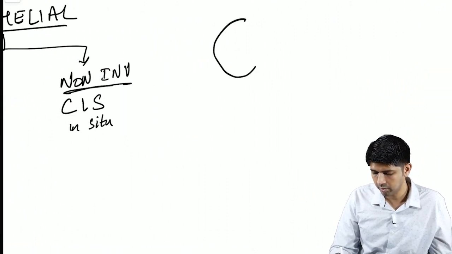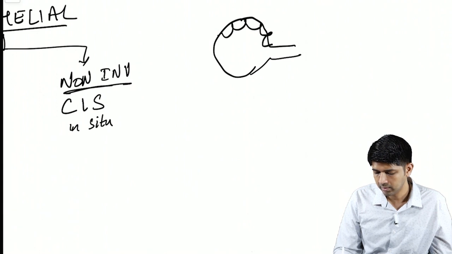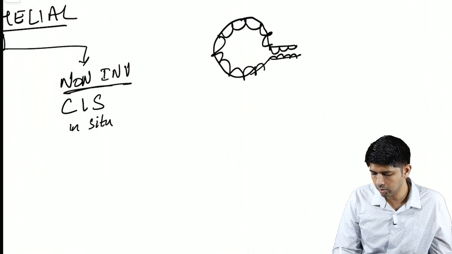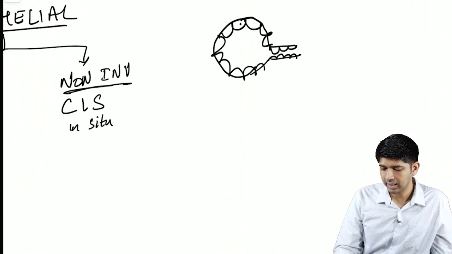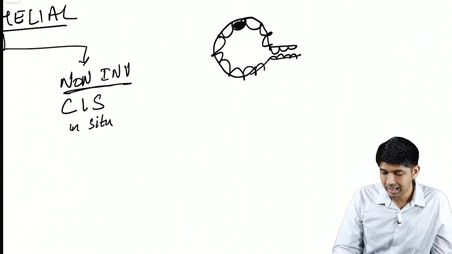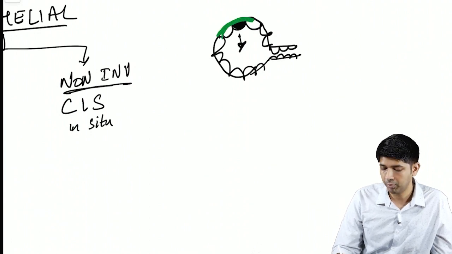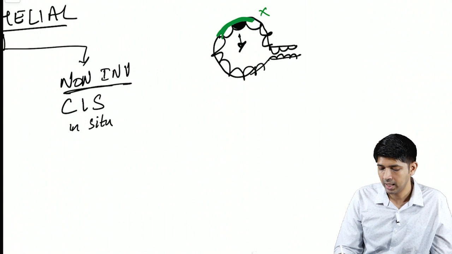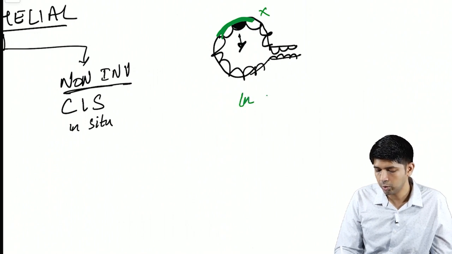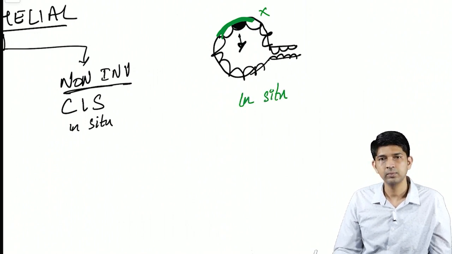Let's look at the acini of the breast and the ductule. You have cells here, and you also have lining cells in the ductule. So if there is a cancer or carcinoma in this particular cell, if it is limited to the cell or limited to the acini, but it has not breached the basement membrane, then we call it as in situ carcinoma. Okay.